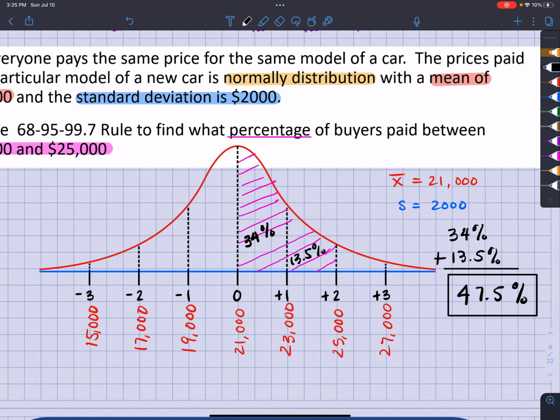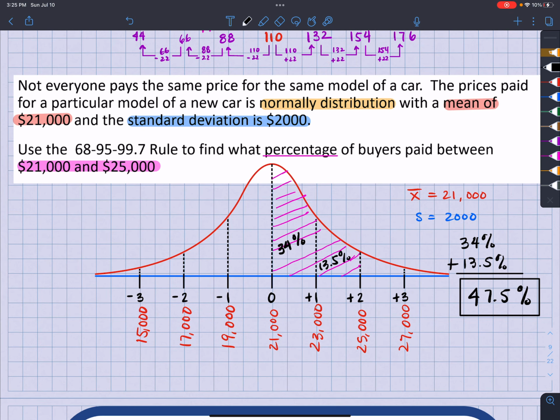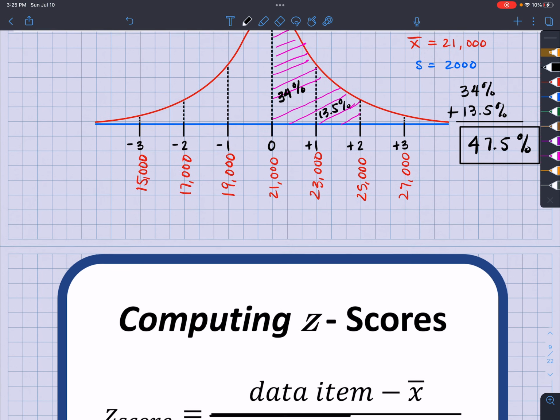And there we go. All right. Let's see what else is here.